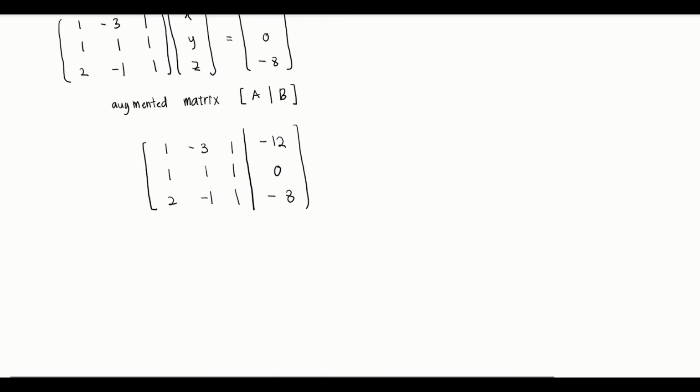First, we're going to make this element 0. To do that, we need a new second row. Since the targeted element is at the first column, our subtrahend will be at the first row. So we're going to use this element, which is 1, and our targeted element is at the second row, and the element is 1. So we cross multiply this. The equation is R2 minus R1.